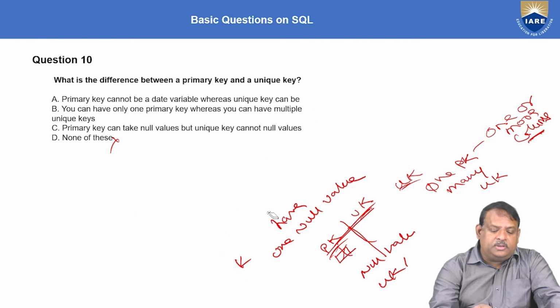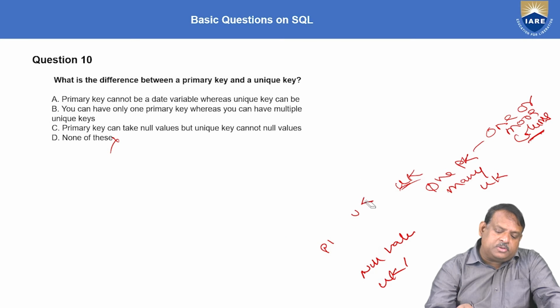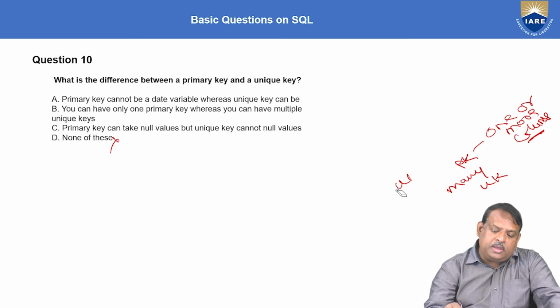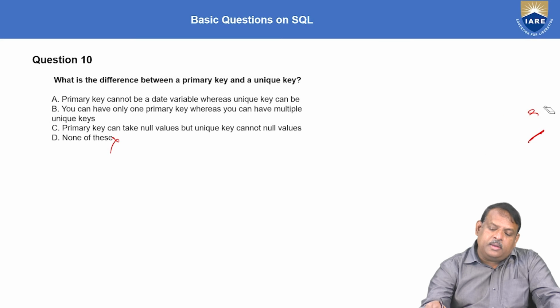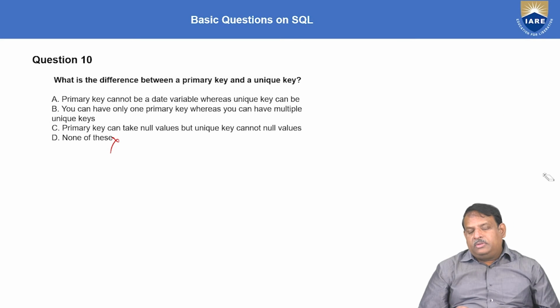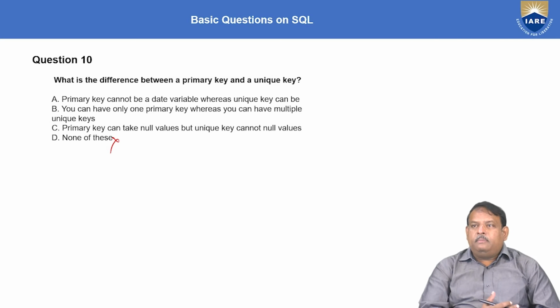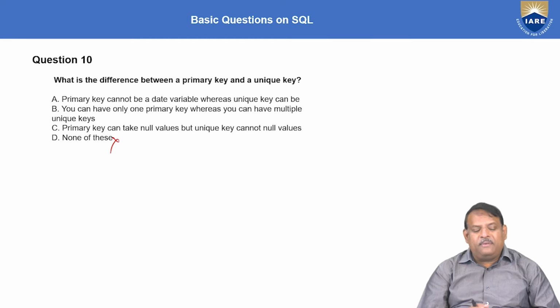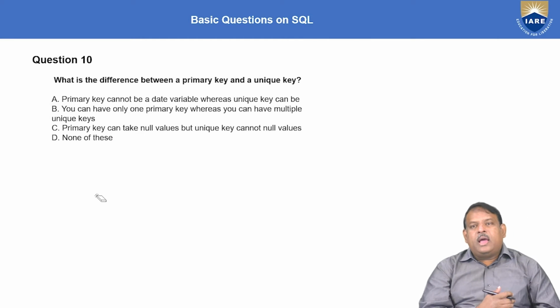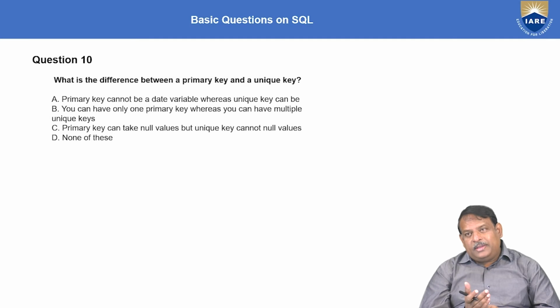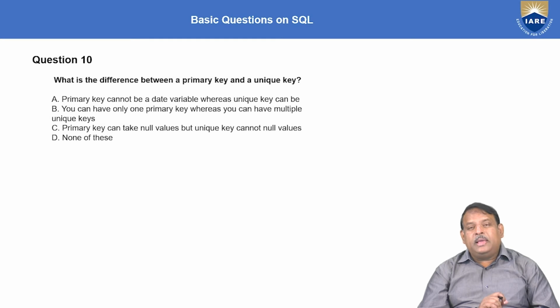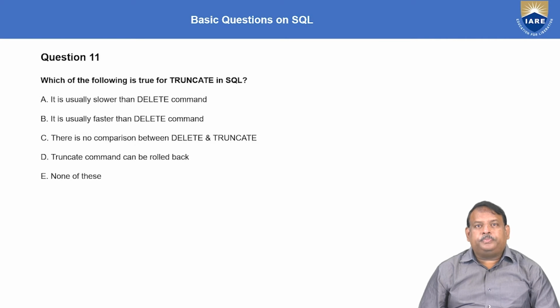This question is testing our skills on the primary key and the unique key. A primary key and a unique key serve the same purpose, as a unique identifier, but a primary key cannot have a null value. A unique key can have a null value, and in a table there can be multiple unique keys, but there can be only one primary key. That primary key can have more than one column.